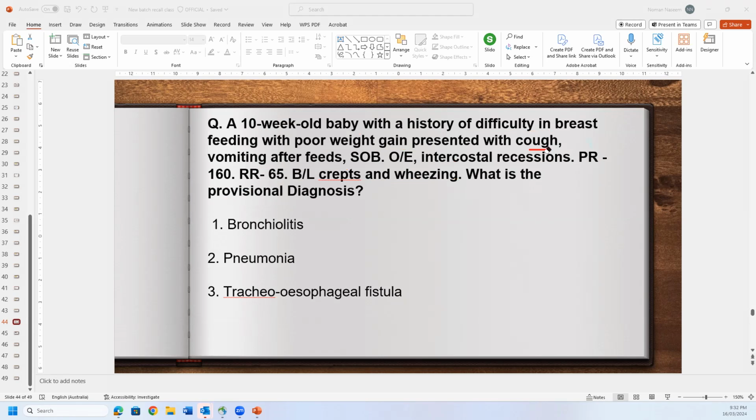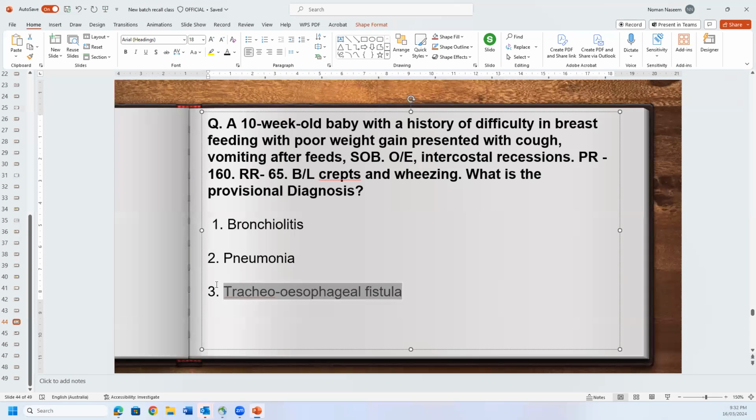Type C is very common, where the distal end of the esophagus is blind, and one end is connected to the trachea. I'll show you guys. Now, in pneumonia, the patient will have vomiting, but the vomiting is not associated with the respiratory symptoms. Here, respiratory symptoms are associated with vomiting. In bronchiolitis, you will have respiratory symptoms, poor breathing, but there will not be crepitation. There will be wheeze on the chest.